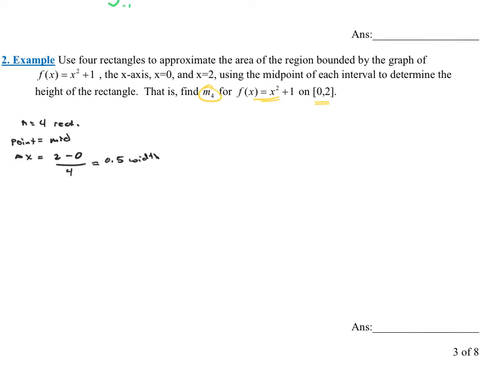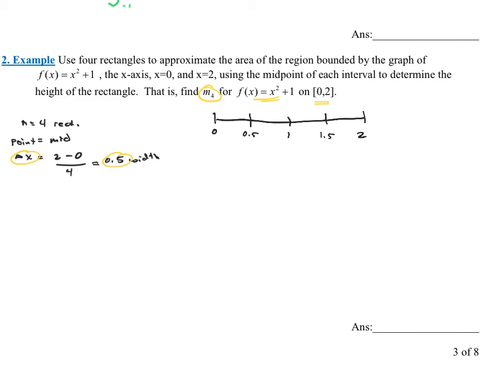So let's draw that number line to visualize what's going on. We start at 0, we go to 2, we need 4 rectangles, so I'm going to have to do 3 cuts, 1, 2, 3. That makes my 4 rectangles. I need to think about what's the endpoint of each one of these rectangles. Well, it has a width of 0.5, so I'm just going to add 0.5 every single time, starting from the left. So 0, 0.5, 1, 1.5, and then you'd have a 2.